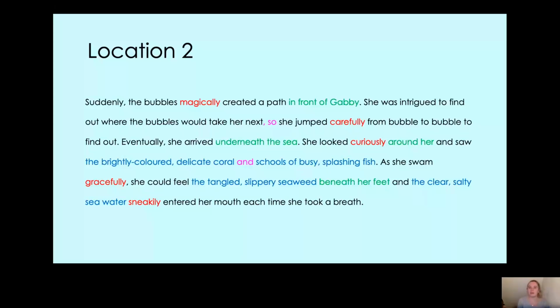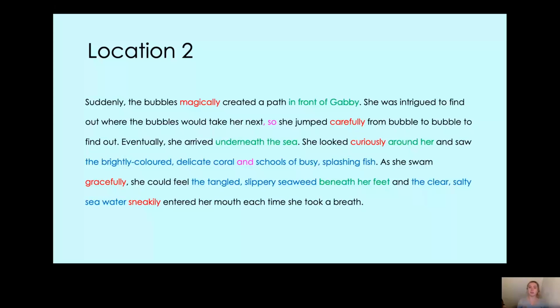So she didn't want it to enter her mouth, but when she opened her mouth, it went inside. So, and the clear, salty seawater sneakily entered her mouth each time she took a breath. So there you go, year two. There is my paragraph for location 2.